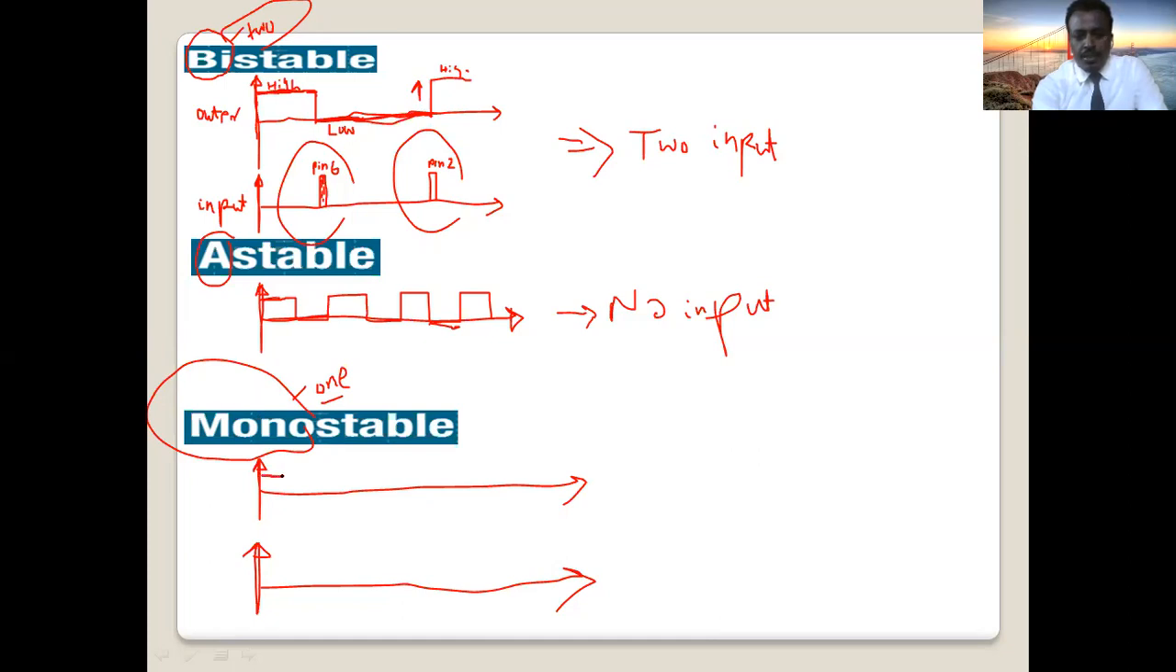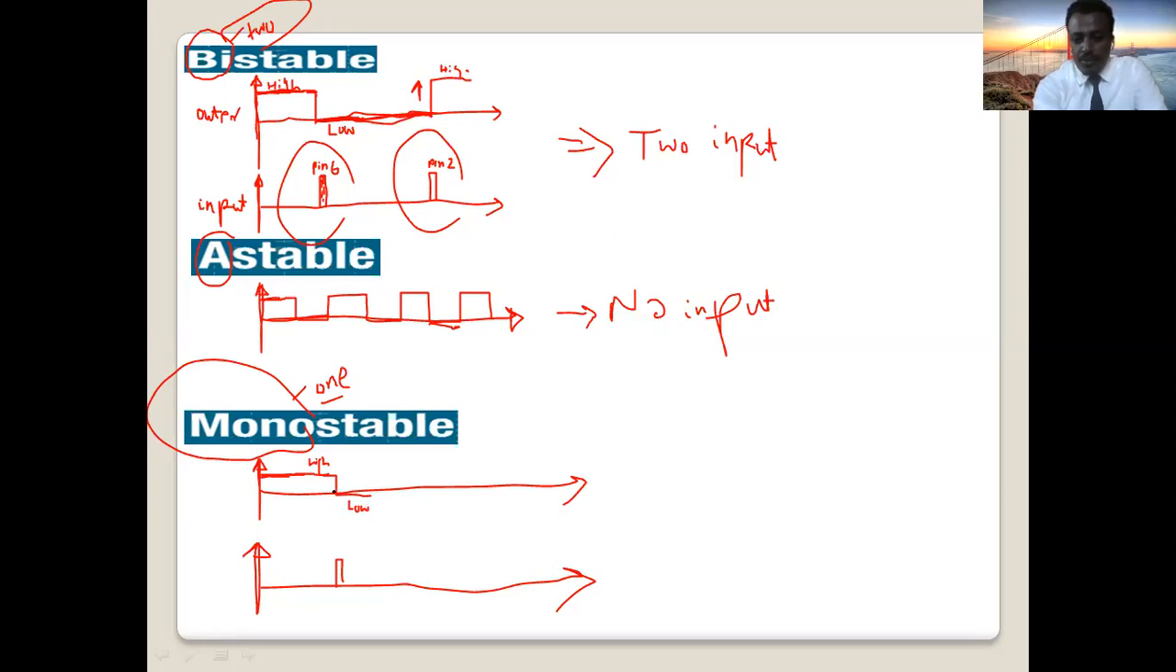So the output is high state now. You see, it is at high state. It is stable, means it remains high. It continues high, unless we apply what? Input. When you apply input, immediately when you apply input, it changes its state. It changes its state from high to low.